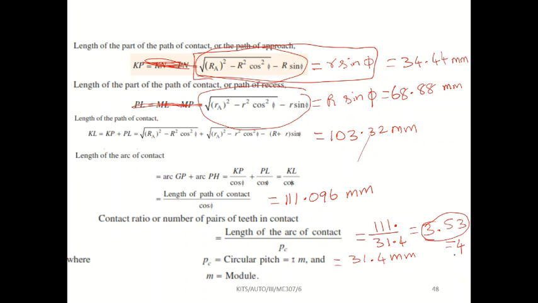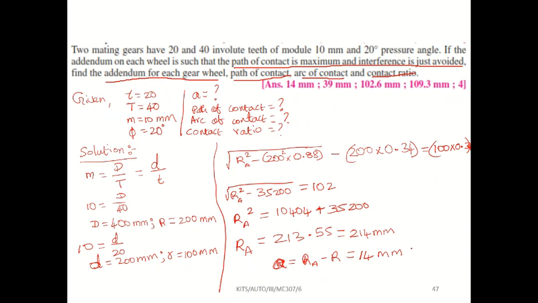Okay, so we got the answer. We got all the answers. Contact ratio is equal to 4. Okay, this is one answer. This is path of contact, arc of contact, contact ratio. Then one more answer is addendum value. So all the answers we got. We will solve one more problem in the next class.